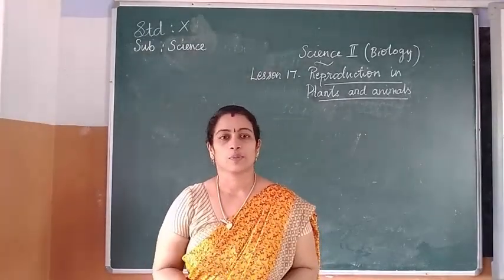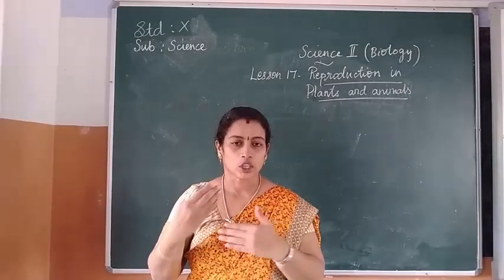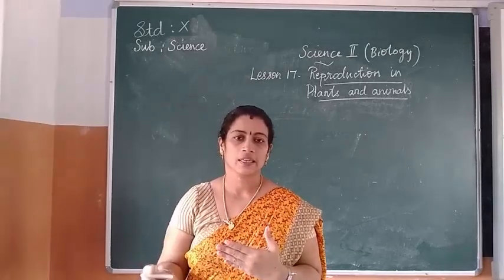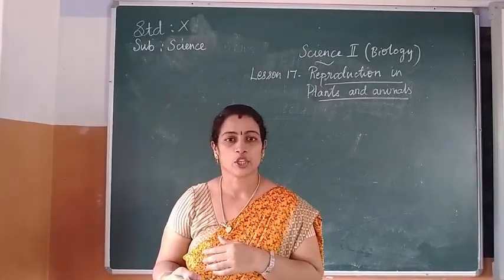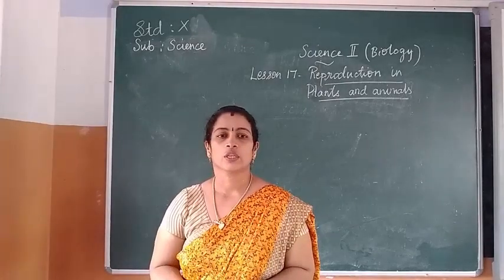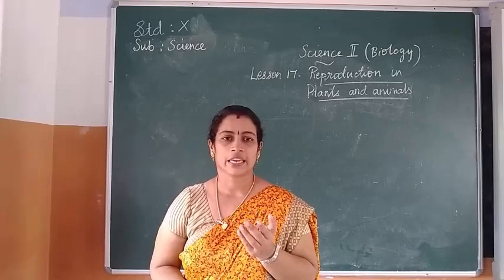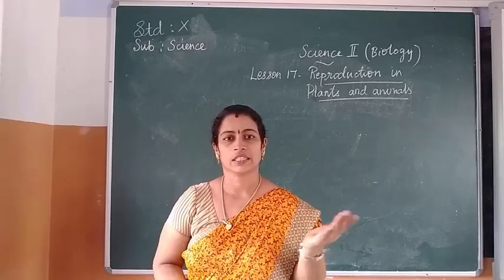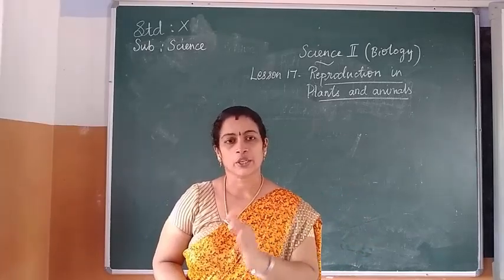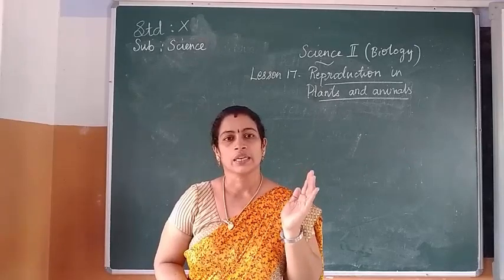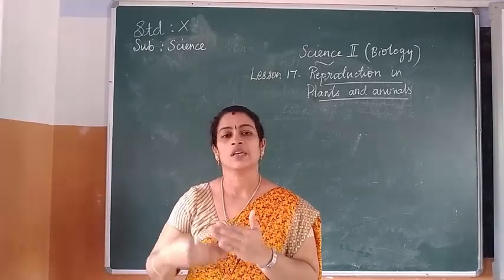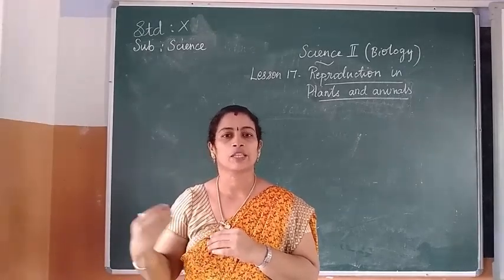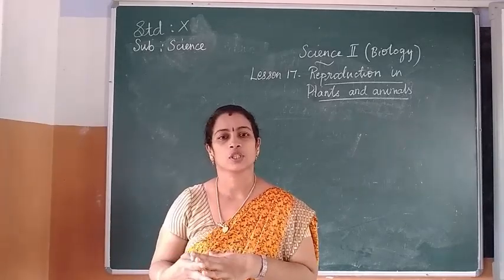So first, what is reproduction? How are animals reproducing? What are the methods that plants or animals adopt for reproduction? We are going to study that in this chapter. So what is reproduction? All living organisms have a definite period of lifetime, isn't it? After some time it will die. So for the continuity of the species, without any break, reproduction should happen, isn't it? The species should exist on the earth by the process of reproduction.